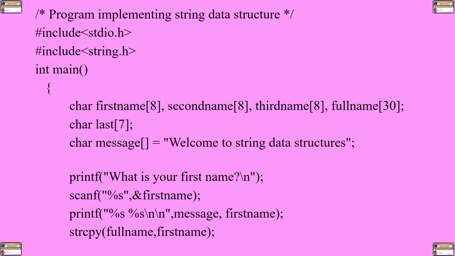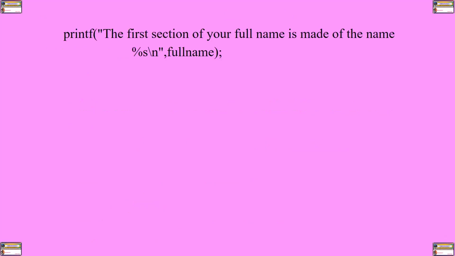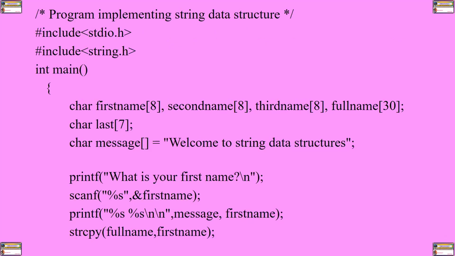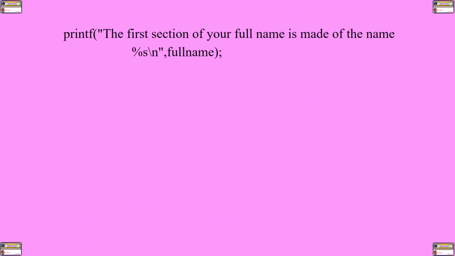Then the next statement is telling the compiler to copy the content in the memory location called first name to the memory location called full name. Then this statement will be displayed on the screen: the first section of your full name is made of the name. So it will pick the current content of full name, and that is the content which will be displayed on the screen at this point.